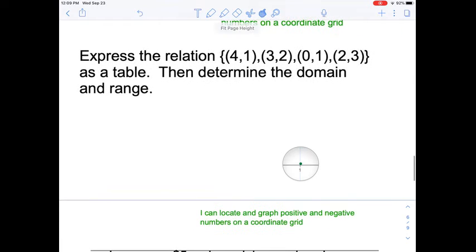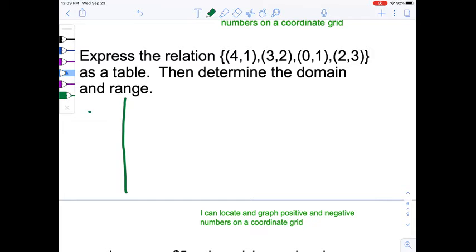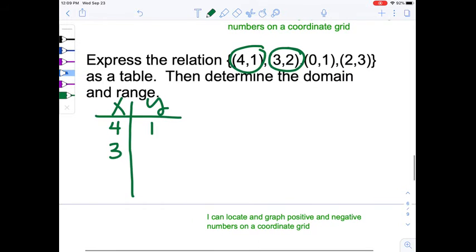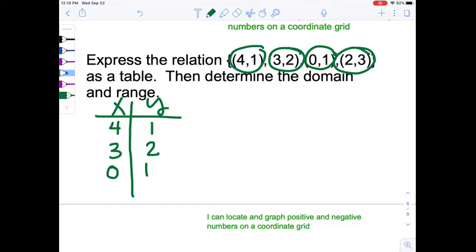So this problem says express the relation (4, 1), (3, 2), (0, 1), (2, 3) as a table. Then determine the domain and range. So I'm going to make a table here. X and y values. So the first ordered pair, I know it always goes x, then y. So our x is 4, our y is 1. The second ordered pair, remember the x is always first, so we have 3 as our x, 2 as our y. For 0, 1, we have 0 as our x, 1 as our y. And for 2, 3, we have 2 as our x, 3 as our y.